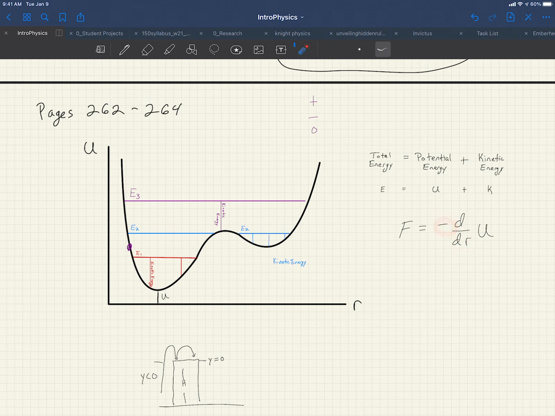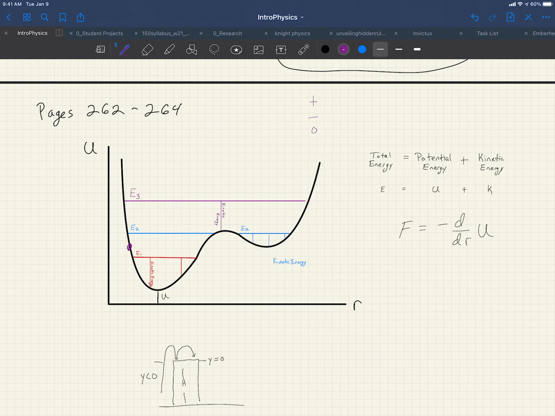But we don't want the derivative. We want the negative derivative. So this says, which way do I move to get to a smaller value of my function? The derivative is negative here, but I want to move in the opposite of that, or the positive direction. So the negative derivative is positive. So I want to move this way to get to a smaller value of U.